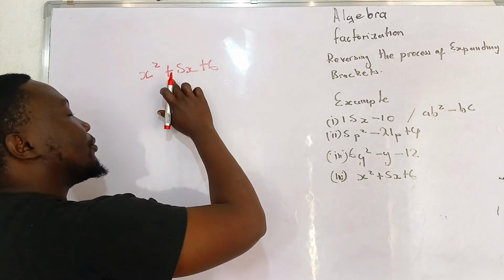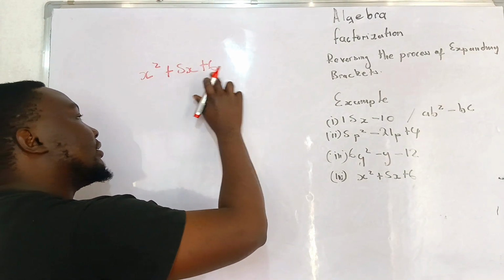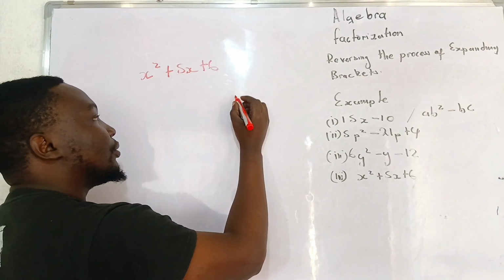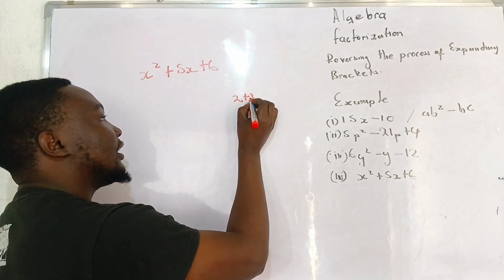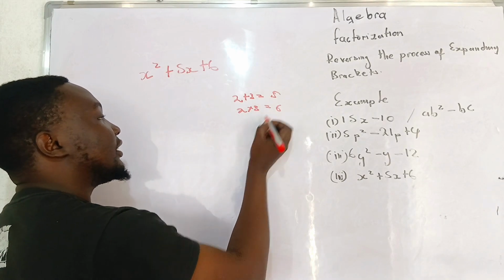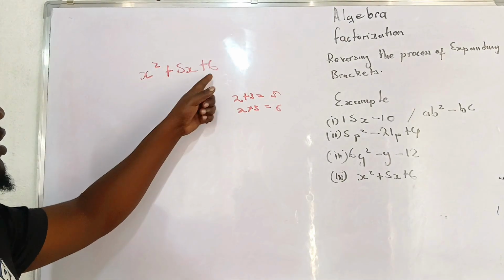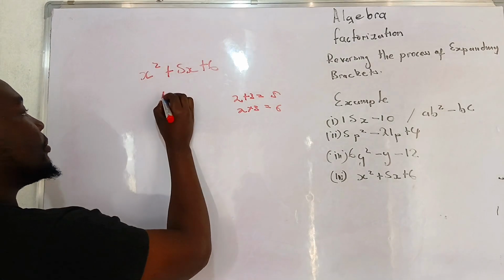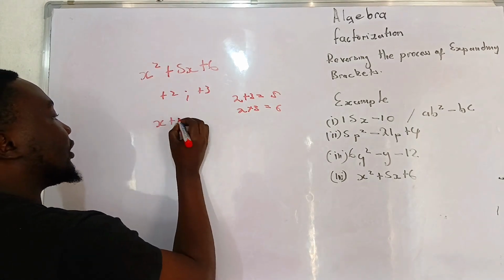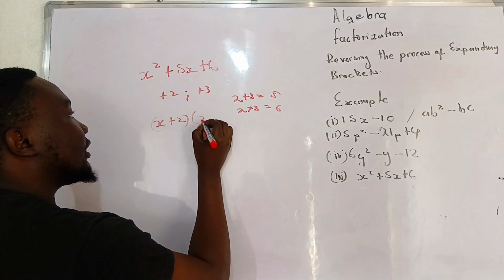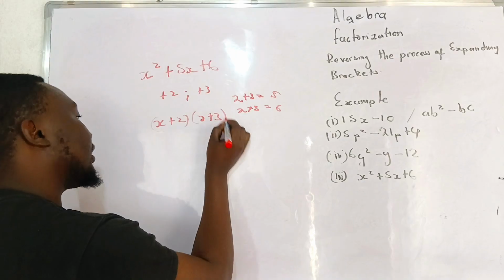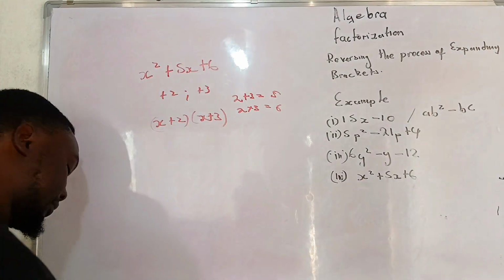Which numbers can we multiply to give us 6 and add to give us 5? 2 plus 3 is equal to 5. 2 times 3 is equal to 6. Since they are positive here, our factors are going to be plus 2 and plus 3. So (x plus 2)(x plus 3).